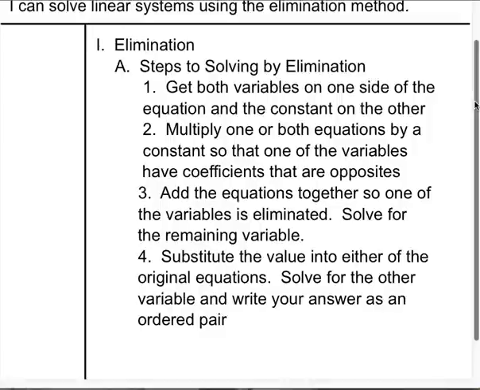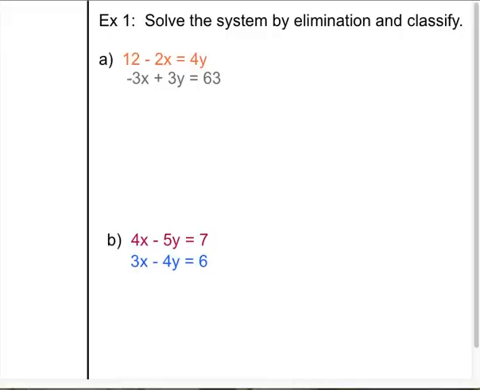Once we add the equations together, one of the variables cancels. We'll have one equation with one variable that we can solve for, and we'll substitute that value back into one of the original equations to solve for the variable we eliminated. And of course, we will write our answer as an ordered pair. So let's see how this process works.